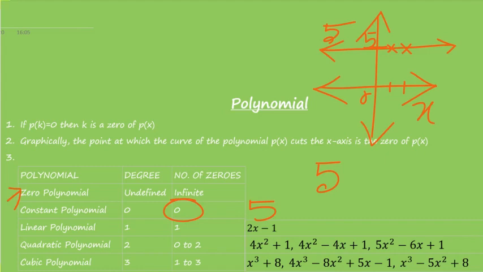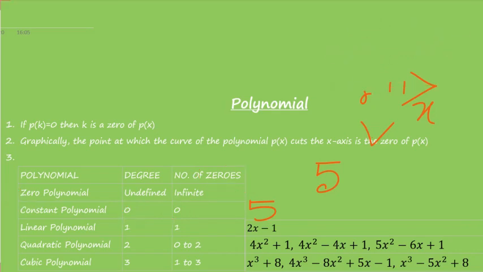I am repeating, don't get confused with the zeros here and the zero polynomial. This 0 is a number, and this zeros is the root of the polynomial, the value of x for which the polynomial becomes 0. Or you can say the curve of the polynomial intersects the x-axis. Alright, so what is next?